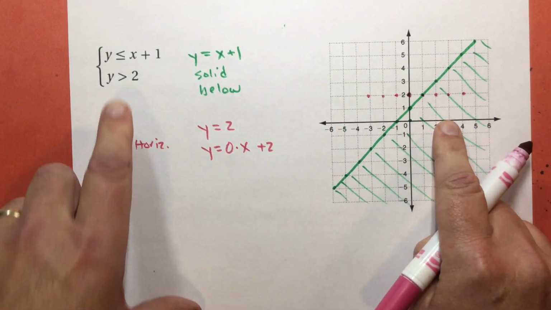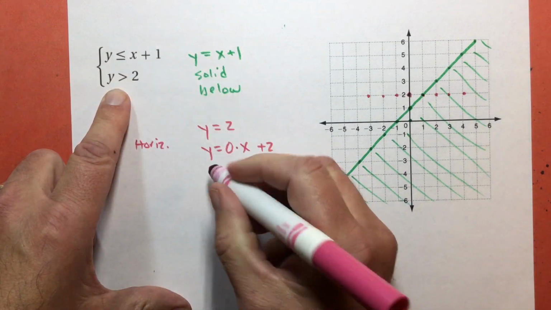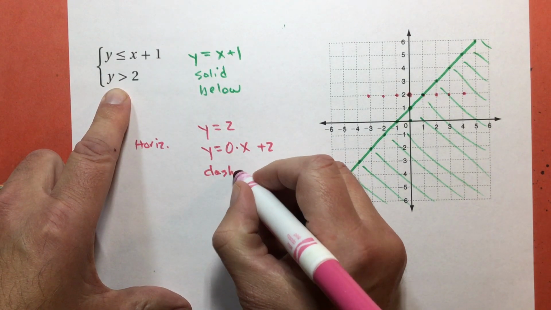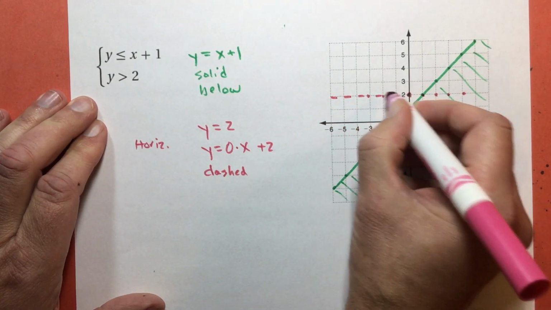Before I draw the line though, solid or dashed. Because of the greater than without the equal part, this is going to be a dashed line. And I can make my dashed line like this.